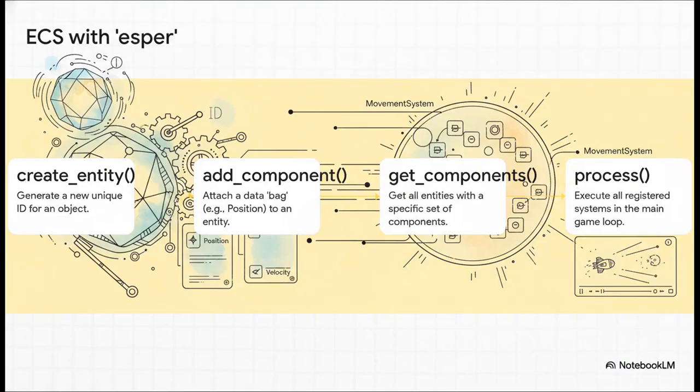So you might be thinking, okay, that sounds cool in theory, but how do I actually do it? Well, with a Python library like Esper, it's actually pretty simple. First, you just ask the world to create an entity, world.create_entity, and it gives you back an ID. Then you just start sticking components on it. You use add_component for position, add_component for velocity. Then, inside your main game loop, your movement system just asks the world, hey, give me all the entities with position and velocity. And then world.process runs all your systems. It's so clean, totally decoupled, and way faster.